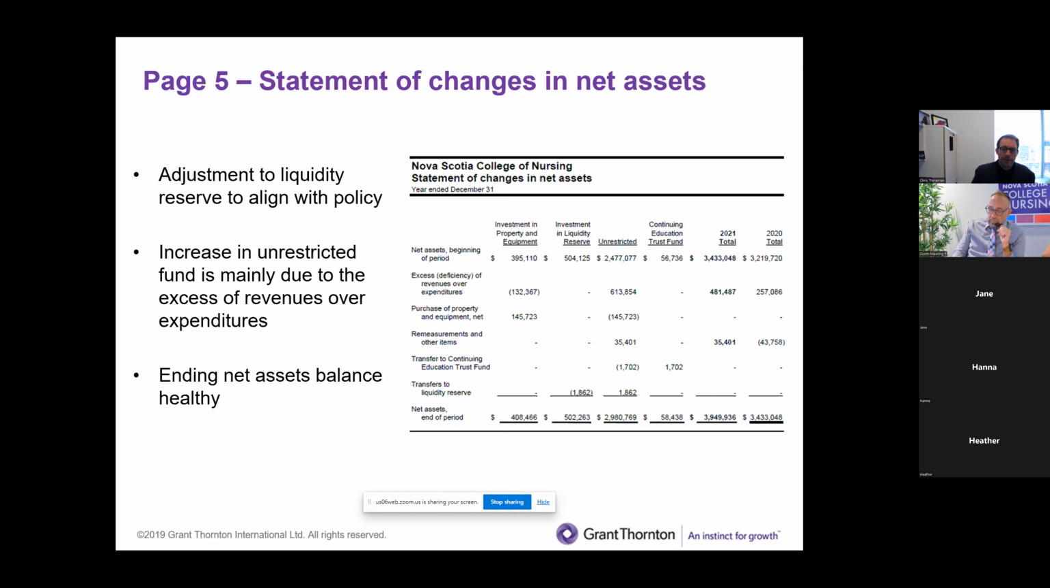At the end of the day, we see that the total balance of 3.9 million is up a little bit from 3.4 in the previous year, and shows a healthy position for the Nova Scotia College of Nursing. So I am pleased to report that the Nova Scotia College of Nursing is in good financial condition in that respect.